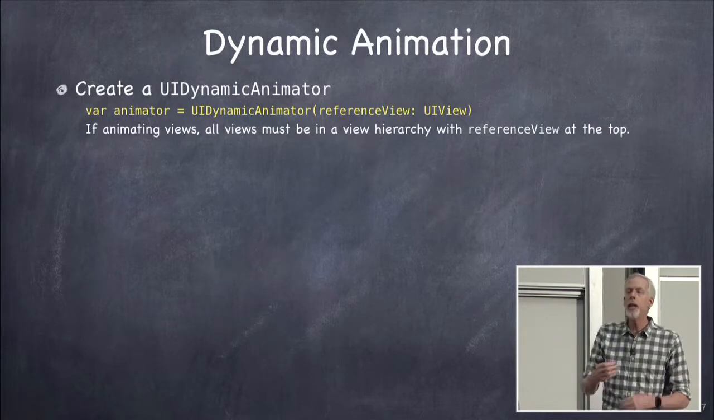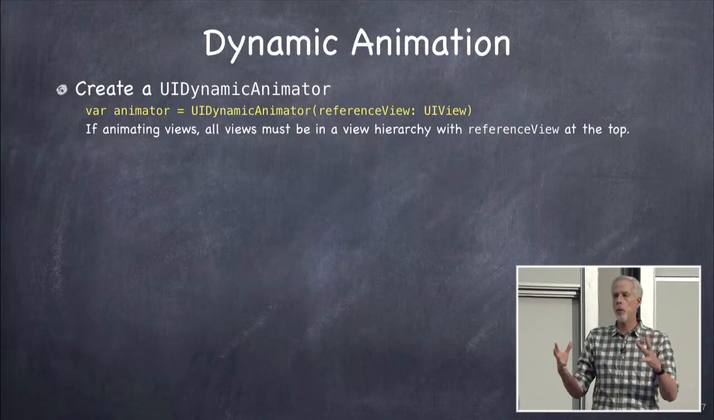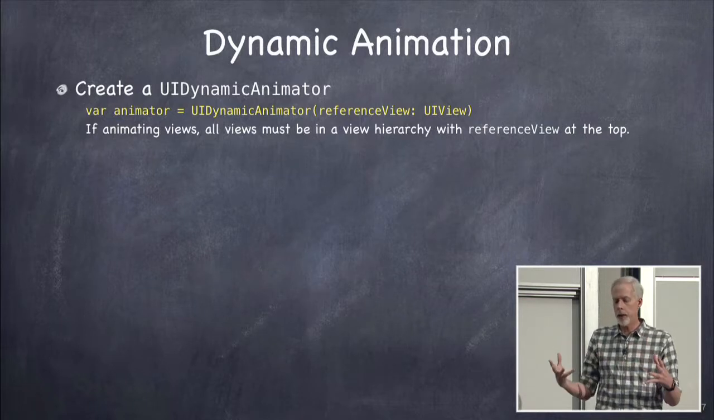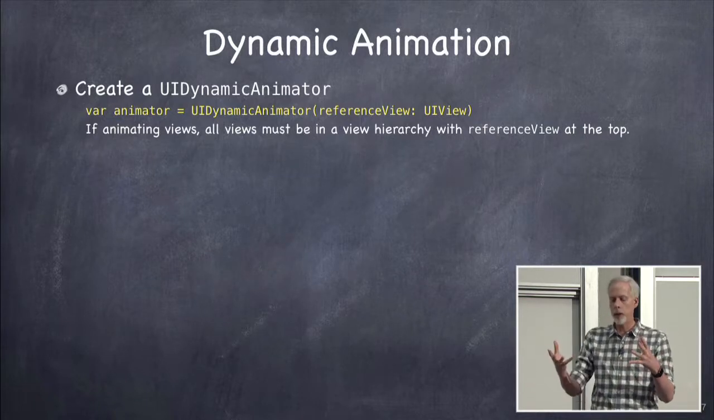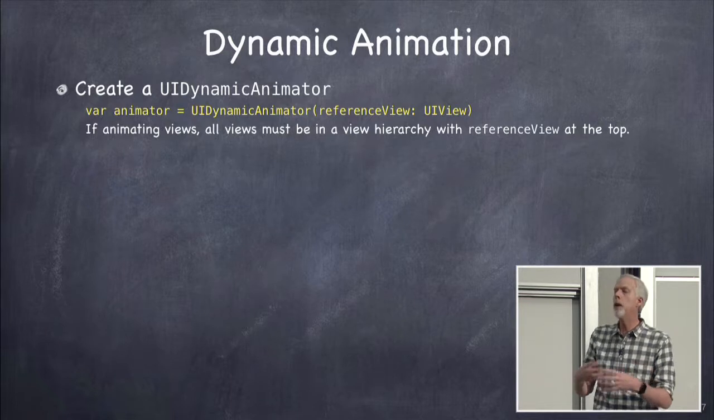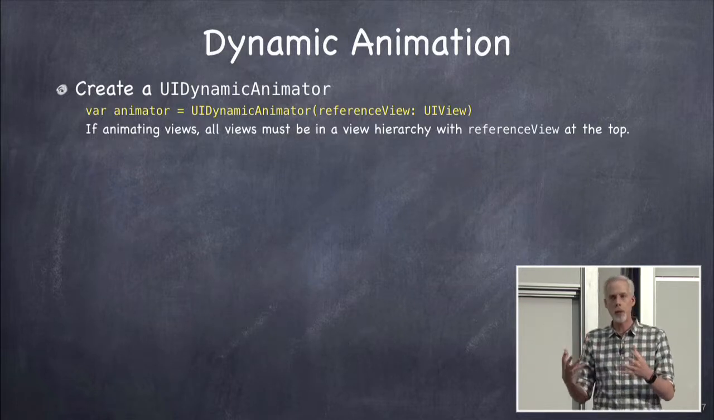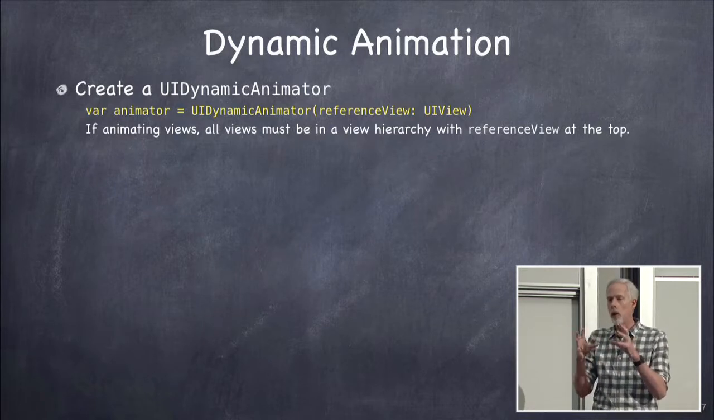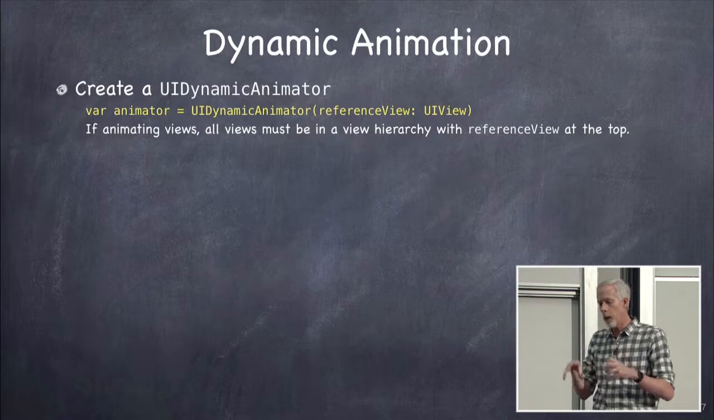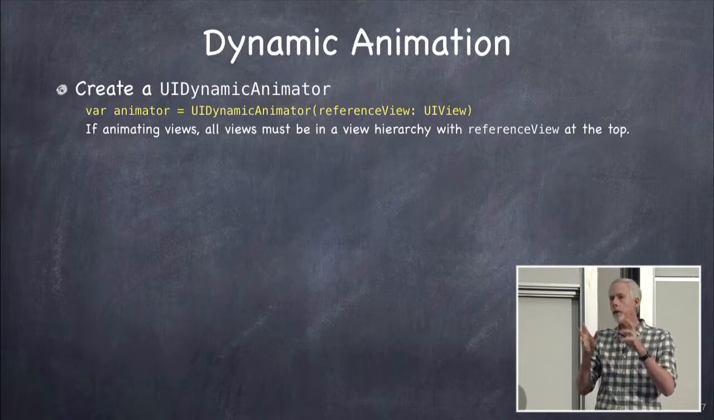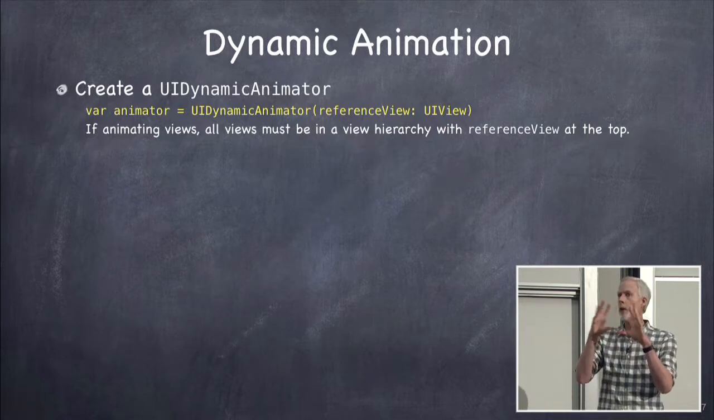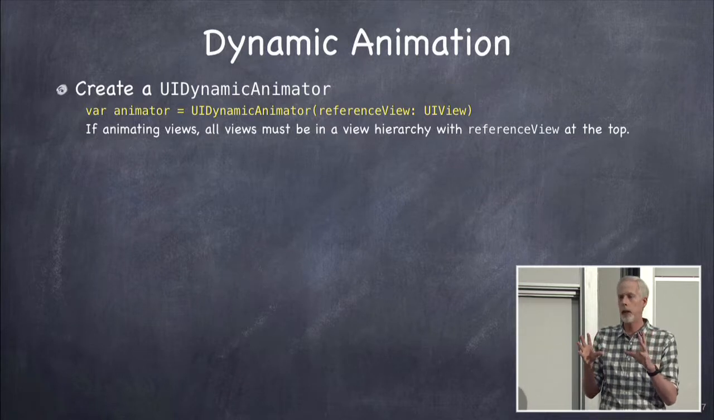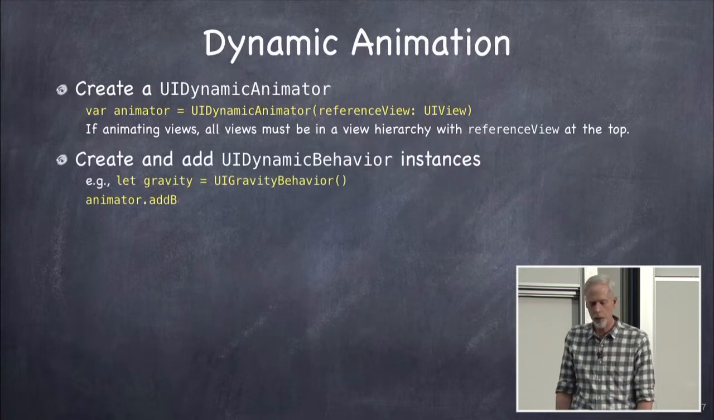All it needs is the coordinate system it's going to work in. Okay? So UIDynamicAnimator, its constructor here takes an argument, referenceView. This is just the UIView whose coordinate system is going to be the coordinate system for all the animation that we're doing. Now, all the drawing doesn't have to be in one view. It can be in a whole bunch of views, but they have to be in the same view hierarchy, and you're going to want referenceView at the top of that view hierarchy. Okay? That's the only restriction there.